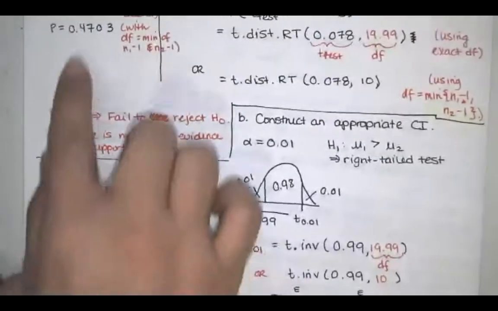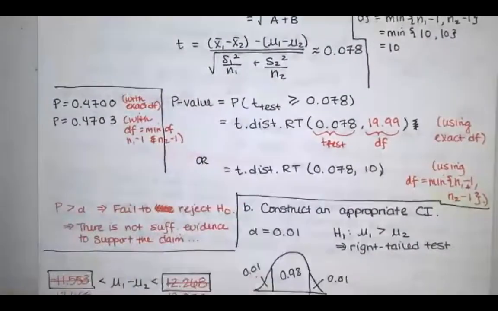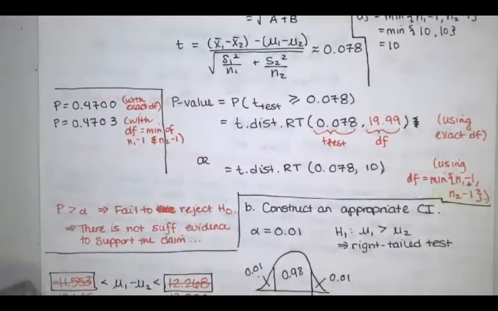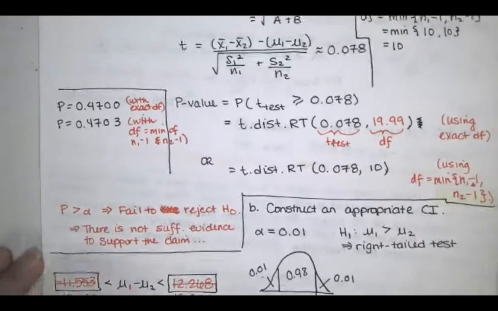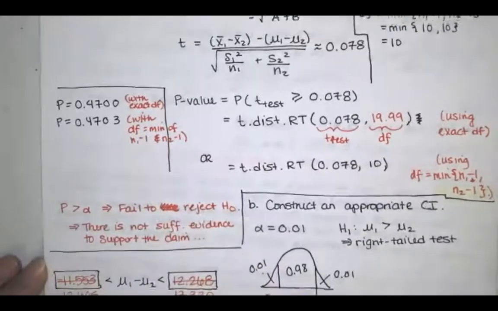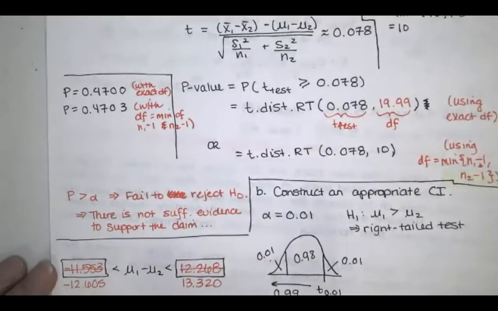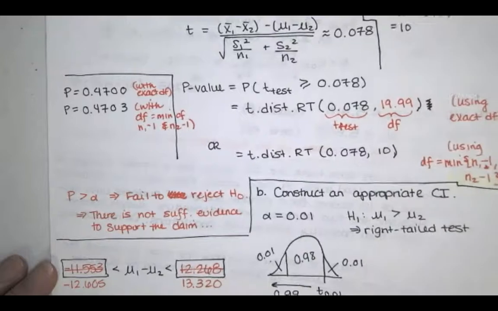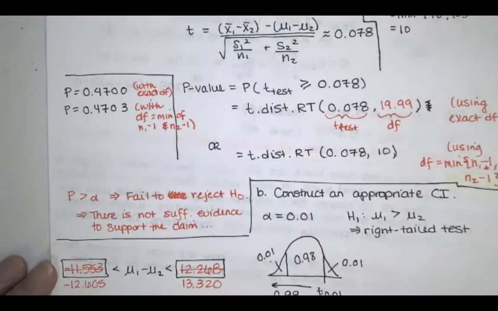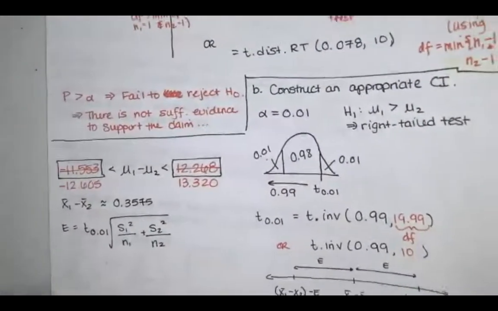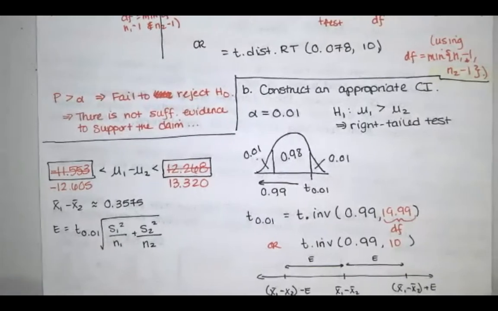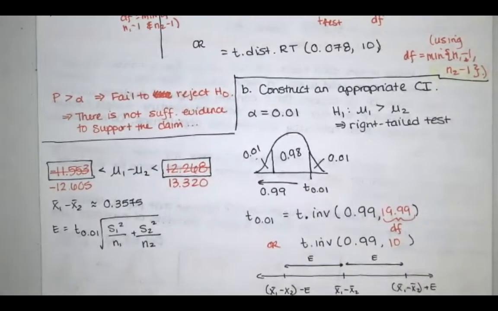It liked my p-values, and my p-values were computed with the exact number of degrees of freedom, and also with this minimum of n sub 1 minus 1 and n sub 2 minus 1. I just don't see the mistake. Let's go to Excel and try to find it.